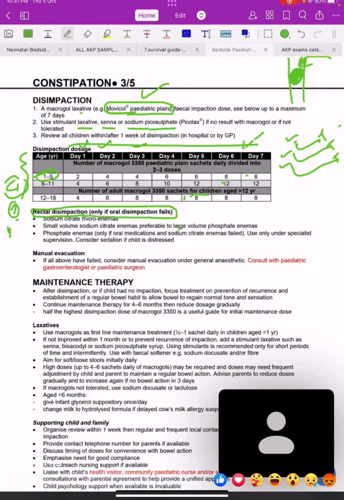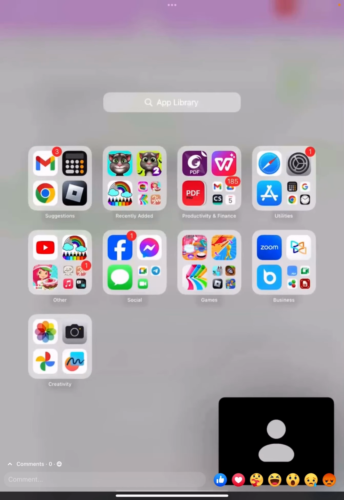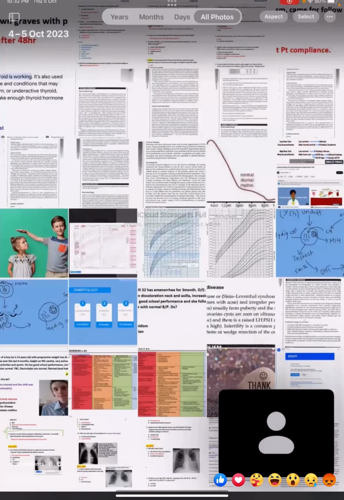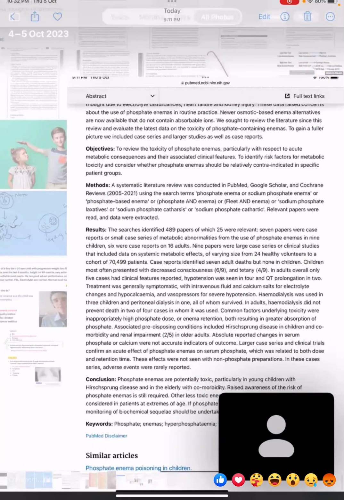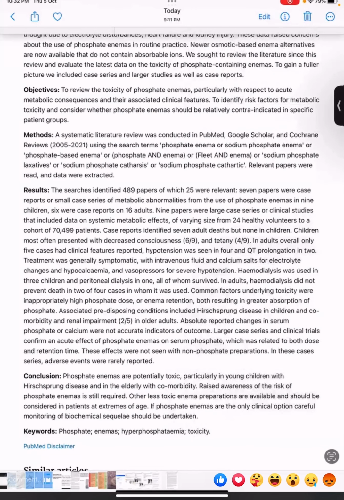Why is this so? This is because they say you should use sodium citrate micro-enemas. Please do not try to use phosphate enemas. I will show you a literature where they have told us about the toxicity and side effects of phosphate enemas. If you have to use enemas, you will go for sodium citrate, but definitely you should try your maximum not to go to phosphate enemas. This is from the NIH article.